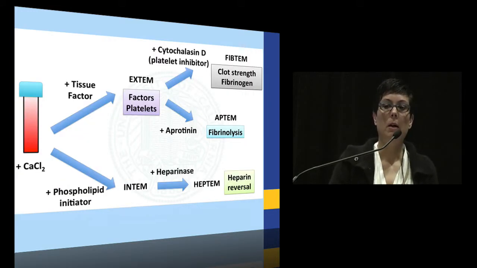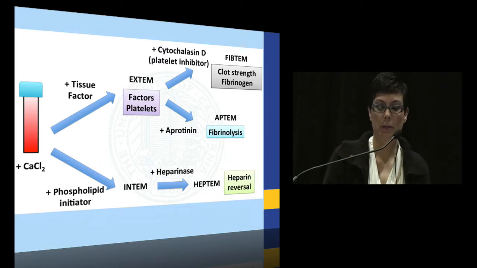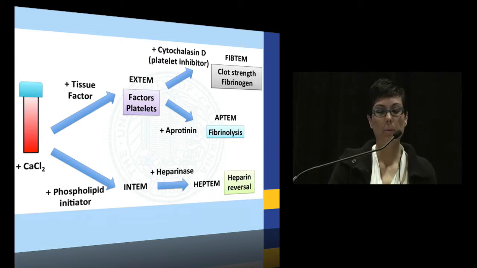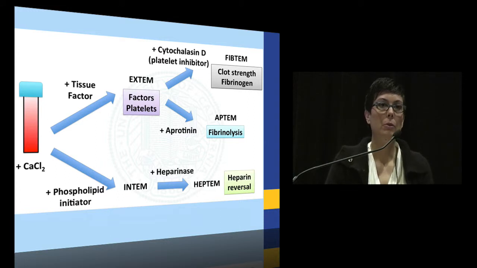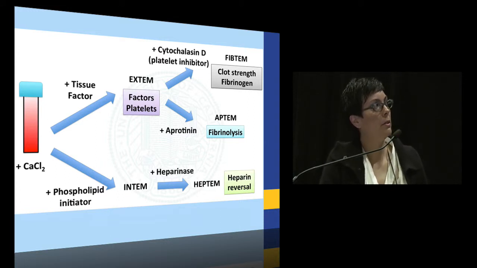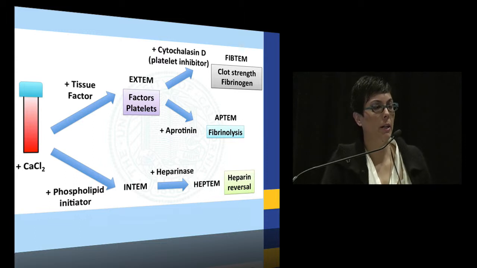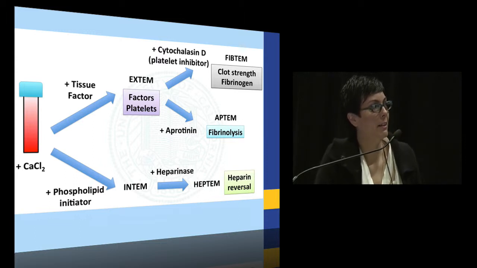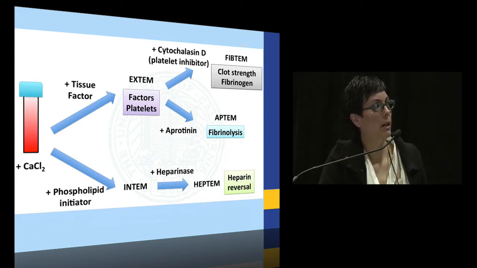So the way it's done is you take a citrated tube of whole blood, and then you put calcium chloride in it, and it's recalcified, and that initiates the coagulation. And so you can get several different thromboelastographs depending on what you want to look at. So you can get the INTEM, which is going to do the intrinsic pathway, which is why I showed you guys the coagulation cascade, the intrinsic pathway.